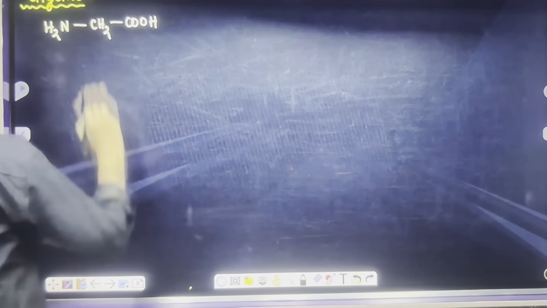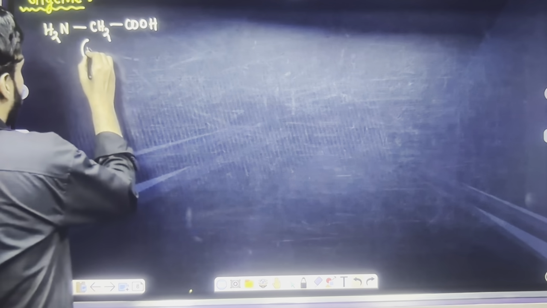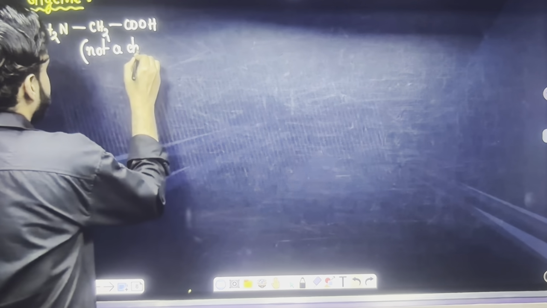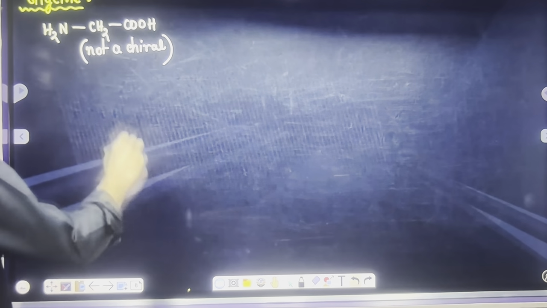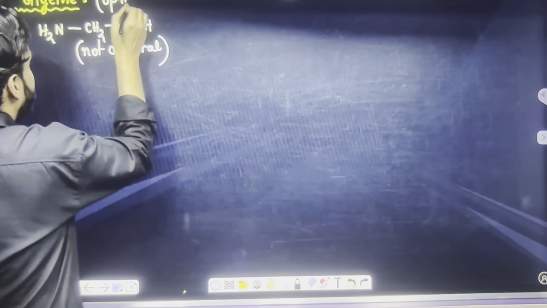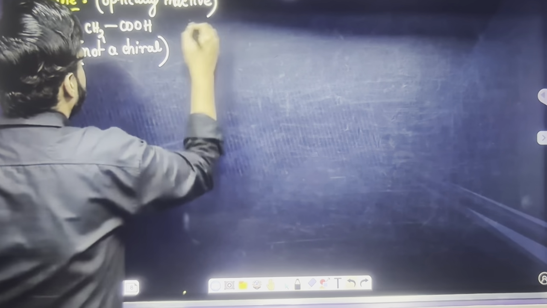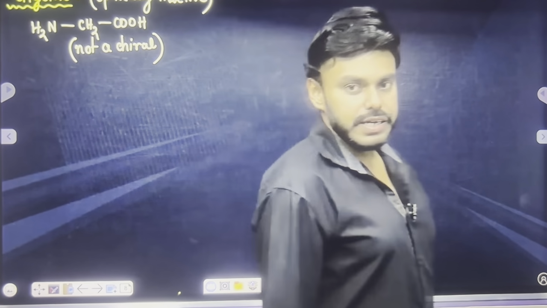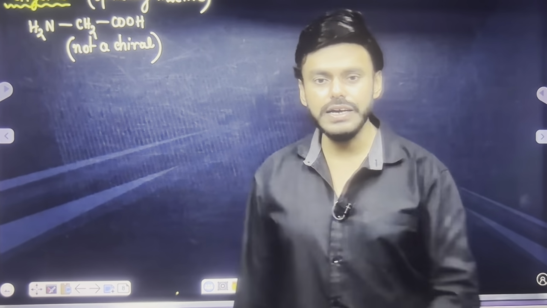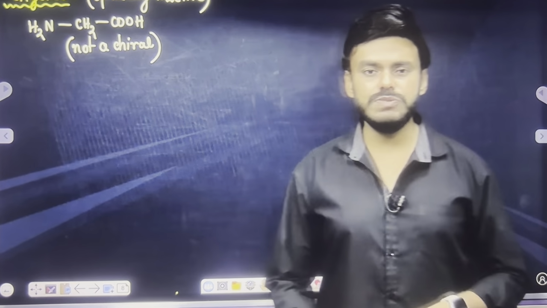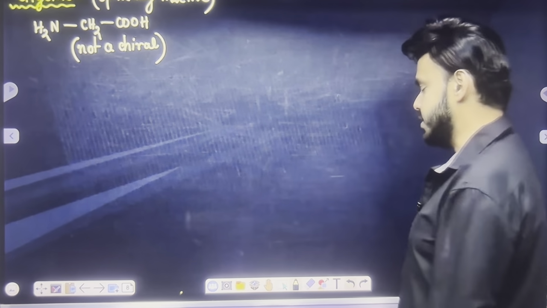So, is this a chiral carbon? Is the alpha carbon chiral? No, because two hydrogens are present. So this carbon is not a chiral carbon. So I can write that glycine is optically inactive. We can definitely say that glycine is an optically inactive amino acid because it does not have any chiral carbon present. So forget about plane of symmetry and center of symmetry. Glycine will be an example of optically inactive amino acids.